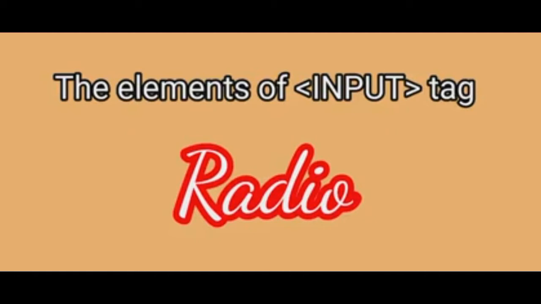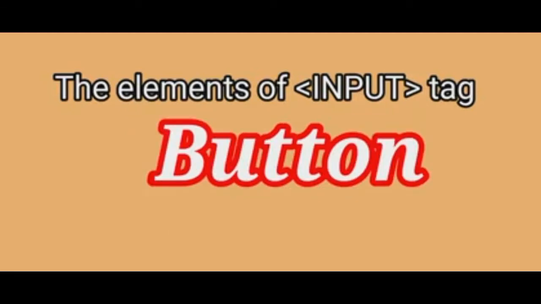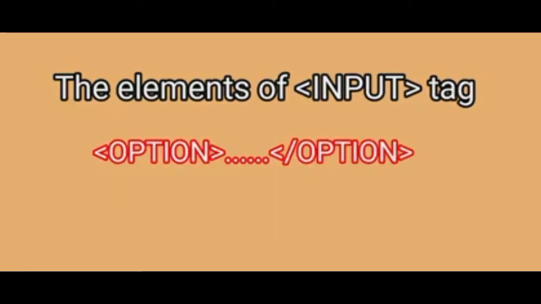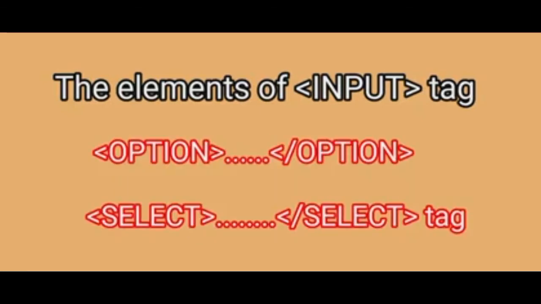Button. This element will display a command button which can be designed for two purposes, one for sending the data and the other for clearing the elements from the form, such as submit and clear respectively. Option. This element will allow the user to insert a set of names into a list box. The tag being <option> with closing </option> tag, which in turn appears within the <select> and closing </select> tag.